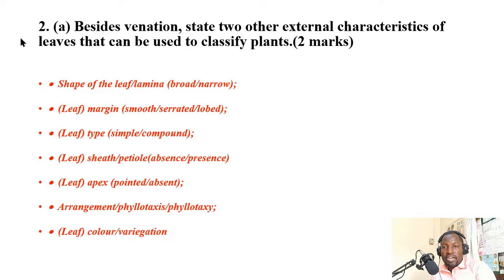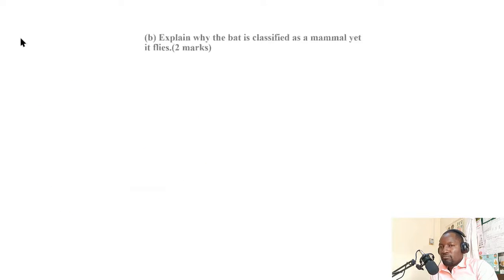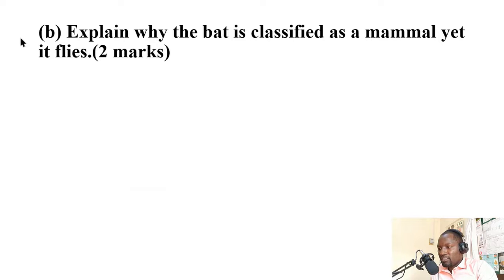Then you have the leaf color, or what we call variegation of the leaf. All those are just some of the features. So by looking at all these features, you can be able to classify your leaf. Then 2b: explain why the bat is classified as a mammal, yet it flies. A bat, we all know a bat.